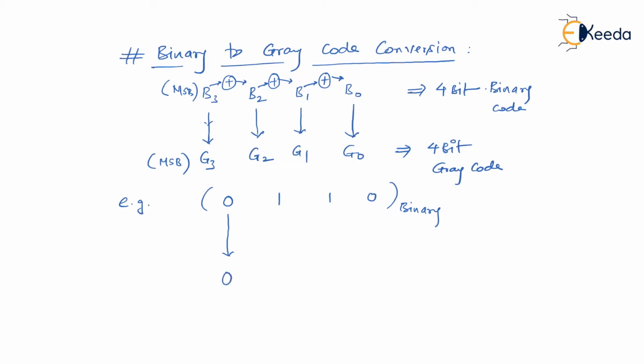So it becomes 0. Then XOR B3 with B2. Here the value of B2 is 1, so 0 XORed with 1 is obviously 1. Then XOR these 2 bits. We know that 1 XOR 1 is obviously 0. Then XOR 1 with 0, you'll get 1. Whatever code has come, you can notice that this is also 4-bit in size, but the resultant code is a gray code. I hope you are clear with that.